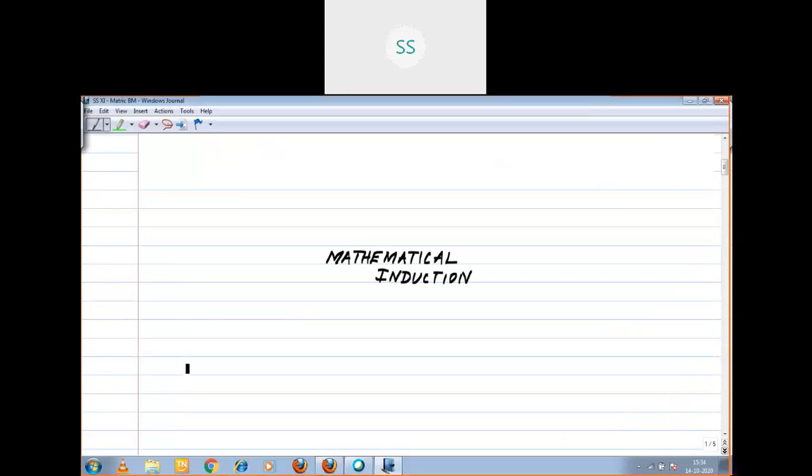Mathematical induction is nothing but one of the techniques which can be used to prove a variety of mathematical statements which are formulated in terms of n, where n is a positive integer. What I said? Once again I am going to repeat the statement. You have to listen carefully. Mathematical induction is nothing but one of the techniques which can be used to prove a variety of mathematical statements which are formulated in terms of n.